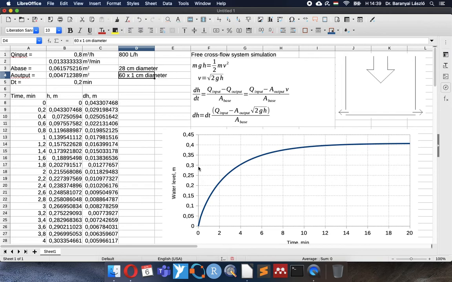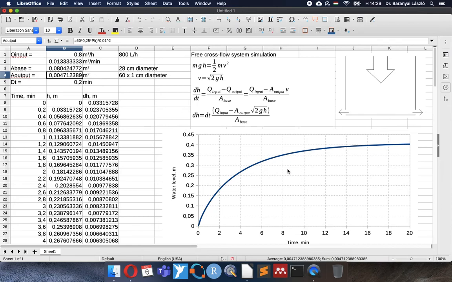How we can decrease this water level? For example, what do you think will happen if I change this 28 centimeter diameter to a bigger dish and I use the 32 centimeter diameter? These are the typical sizes I can buy in the kitchen tool store. So if I change to 32, you can see the chart is changing, but the steady state level doesn't change. Only the way how we reach it is faster or slower.